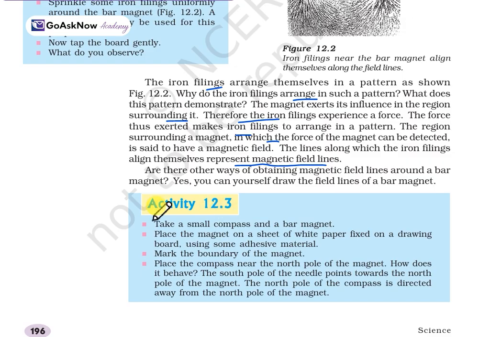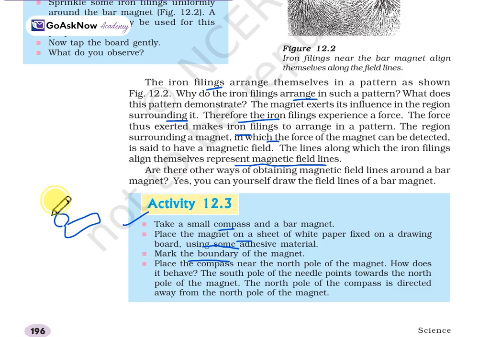Another activity is also there. Now what you have to do is take a small compass and the bar magnet, and place the magnet on a white paper fixed on a drawing board using some adhesive material. Now mark the boundary of the magnet, just like this. When you have placed it, mark the boundary of the magnet and place the compass over here, near the north pole of the magnet. And how does it behave?